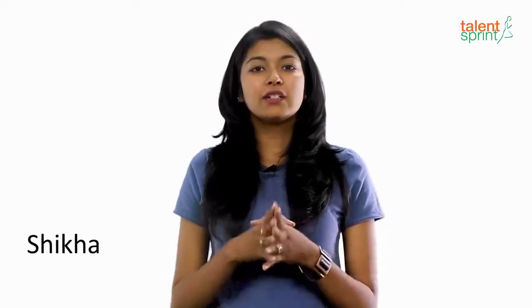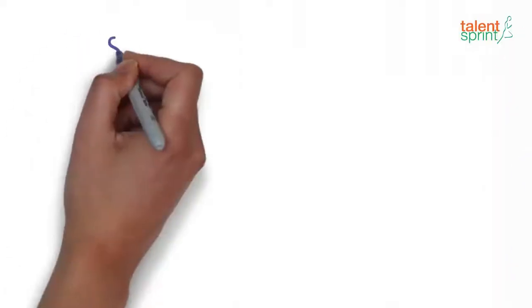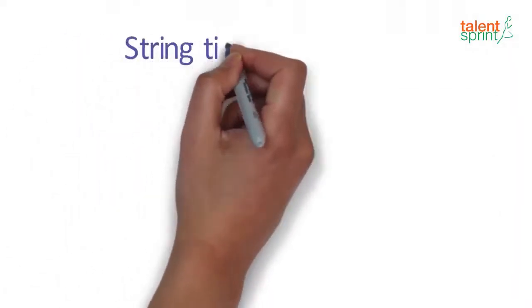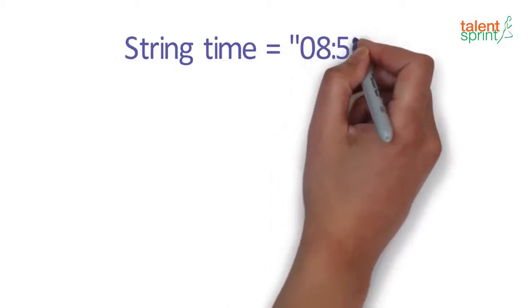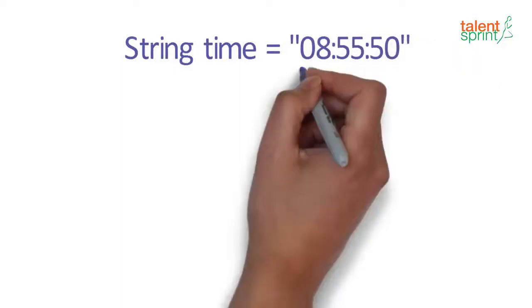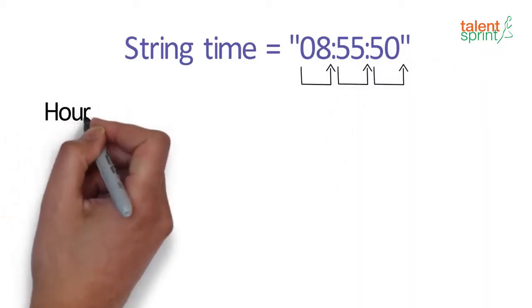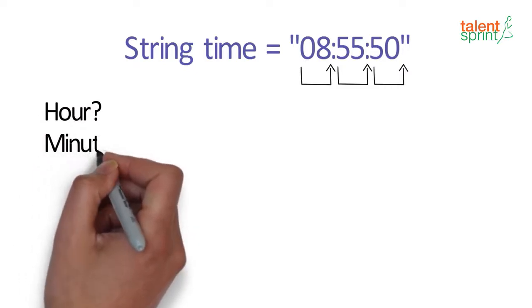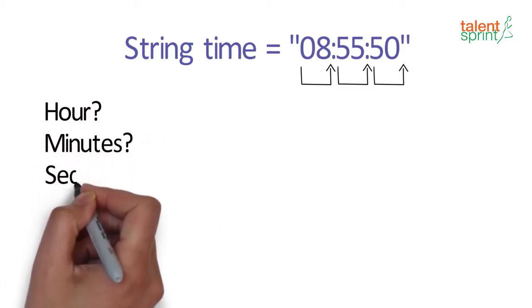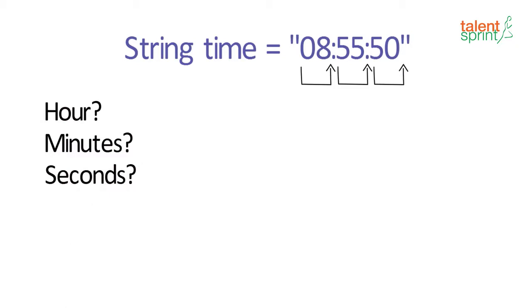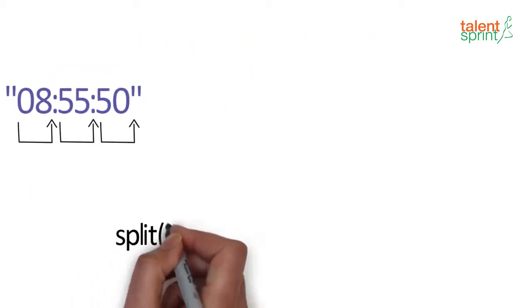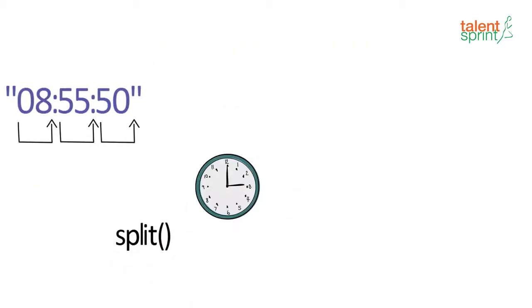In today's video, we'll take a look at another interesting function provided by the string class, that is split. Say you have a string variable called time to store current time in hour, minute, second format, where each value is separated by a colon. Now, if the program requirement is to obtain the hour, minute, and second values separately, how will you do this? That's where the split function comes into the picture and saves us time and effort.